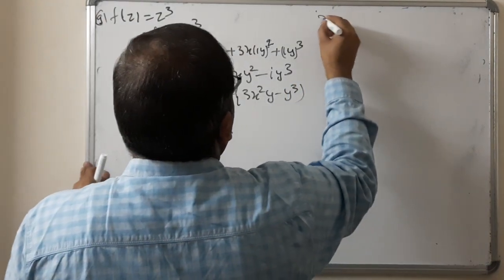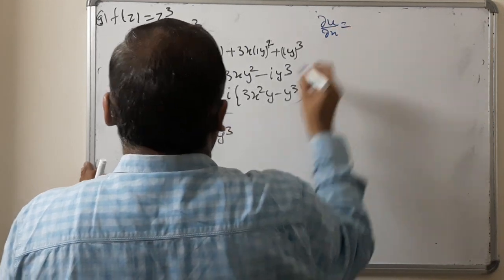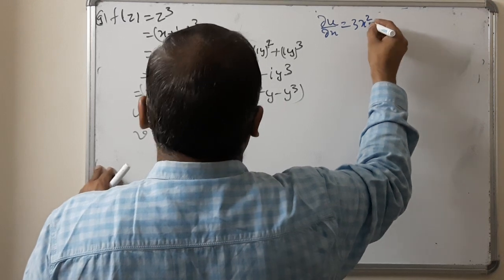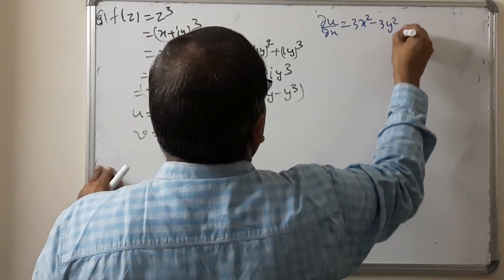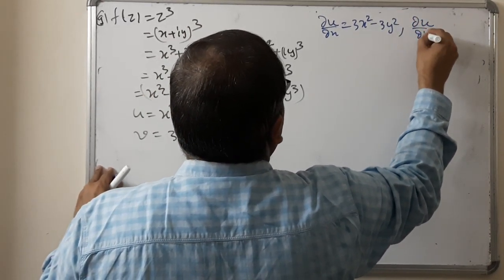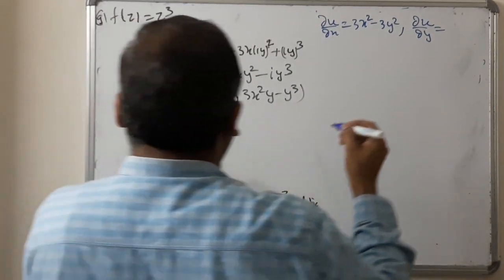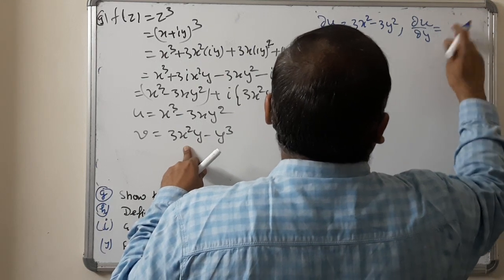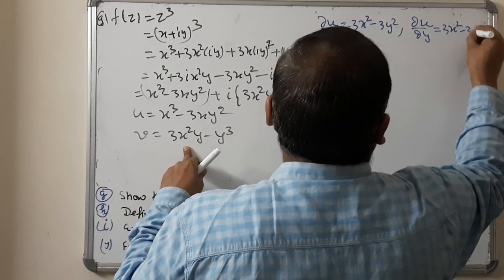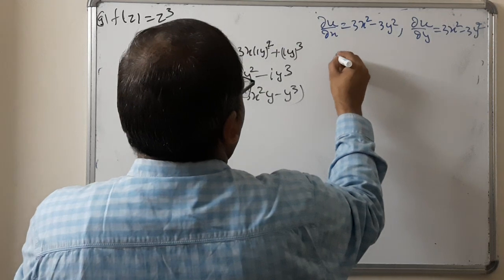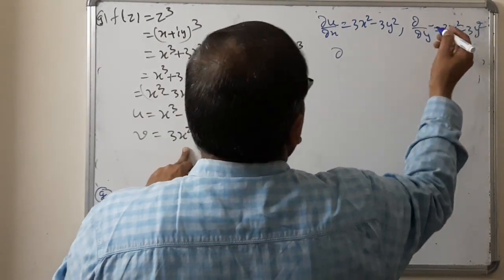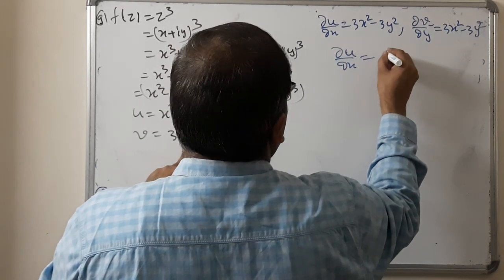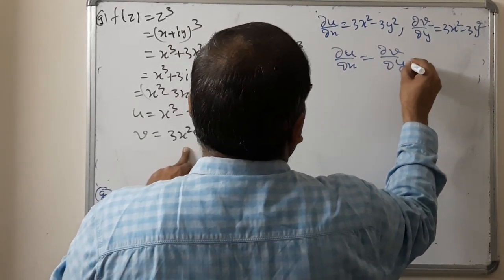So write del u upon del x. What is del u upon del x? That is equal to 3x square minus 3y square. And what is del v upon del y? You can say del v upon del y is equal to 3x square minus 3y square. So del u upon del x is equal to del v upon del y.